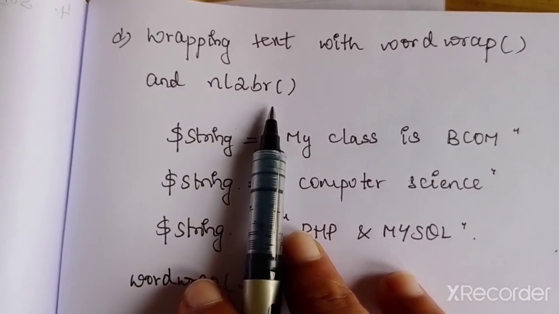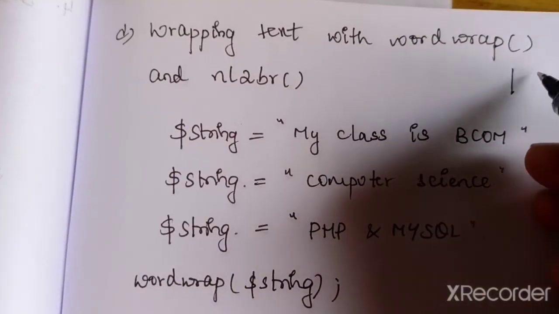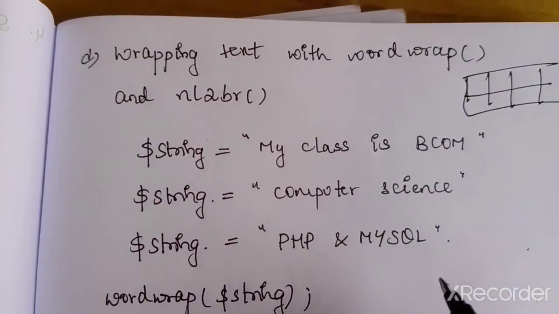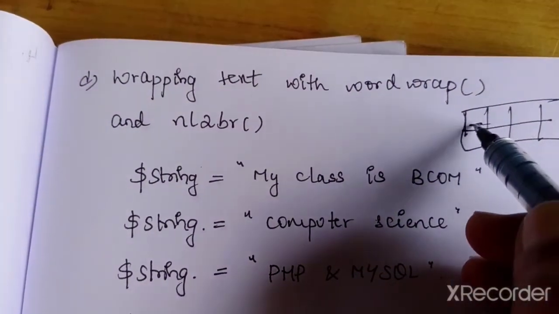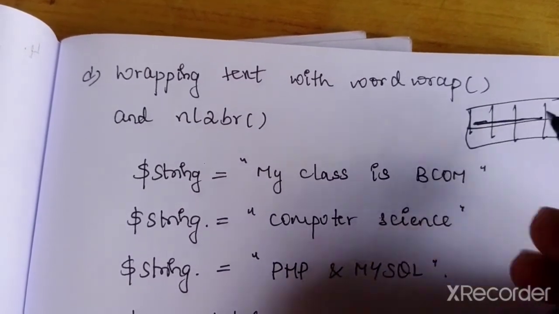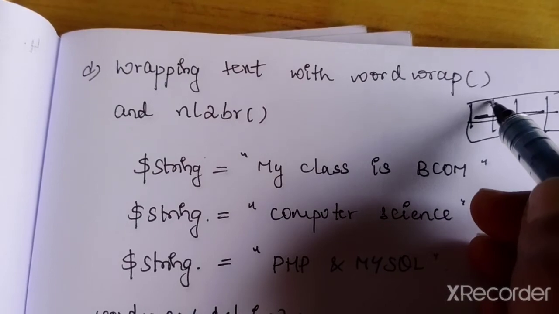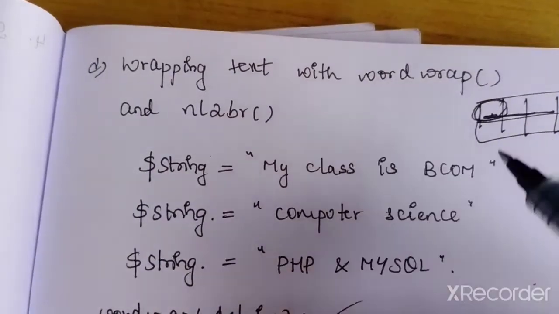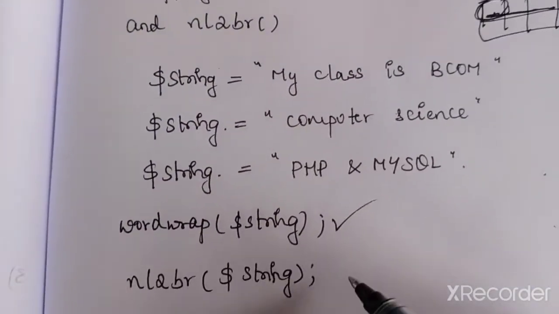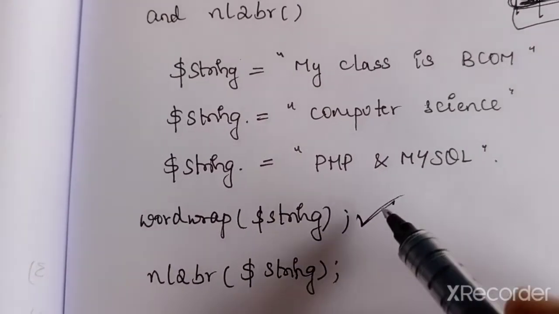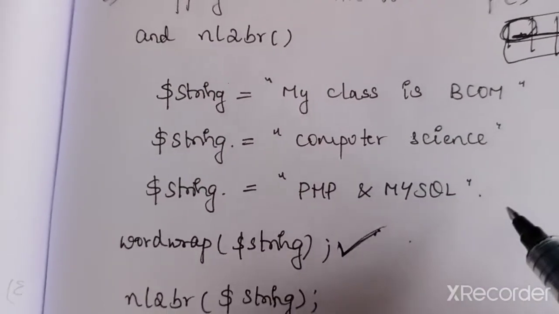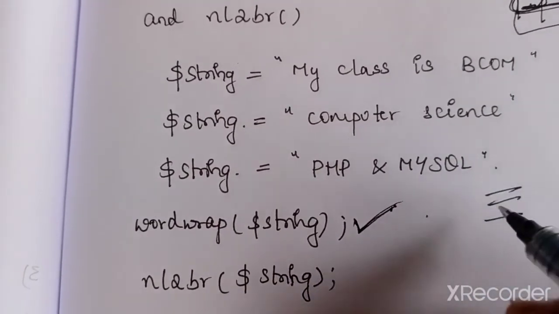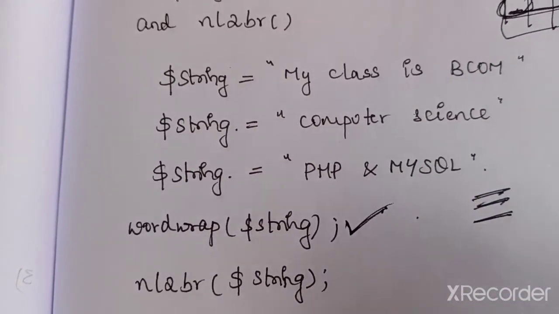And the next one is wrapping text with wordwrap, and nl2br, which is nothing but new line to break. Suppose in a table we have rows and columns, and the data is very long. When we enter it into a table, that data can be wrapped by using wrap text. In PHP we use the function wordwrap for that purpose. If the string is too lengthy and messing up the layout, then we use wordwrap in order to get the string on more than one line, in a new line.